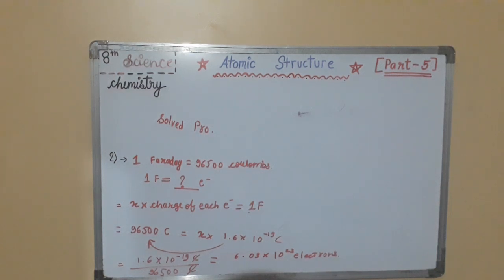Therefore, one Faraday is equal to 6.03 multiplied by 10 raised to 23 electrons. This is the correct answer. I hope you have understood this whole question.